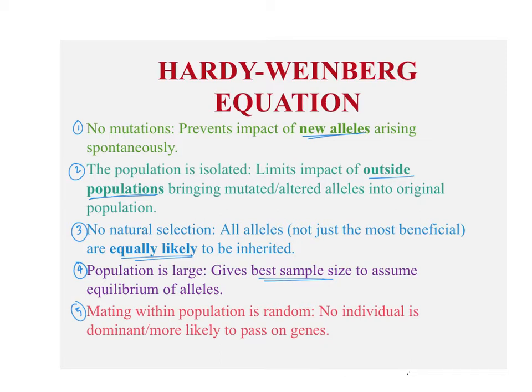Okay, so all of these 5 things are important to bear in mind when we're working out whether we can actually apply the Hardy-Weinberg equation responsibly. And in some cases in an exam they might say, well, why can't we use the Hardy-Weinberg equation? and you would need to say something like the population isn't isolated, or that the mating isn't random, or there's potential for mutations to arise if this isn't met.